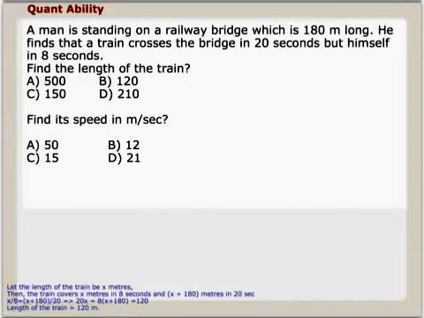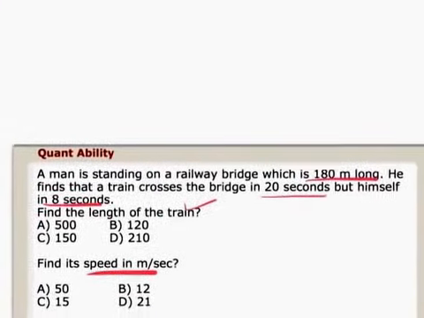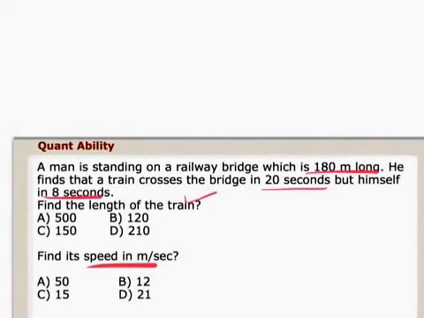A man is standing on the railway bridge, which is 180 meters long. The train crosses the bridge in 20 seconds and crosses the man himself in 8 seconds. What is the length of the train? What is the speed of the train? So these are the 2 questions you have to solve. Now, before I jump to this question, let me talk about the concept of the man and train. So let's assume this is our train. I love to draw, so I am good at drawing.